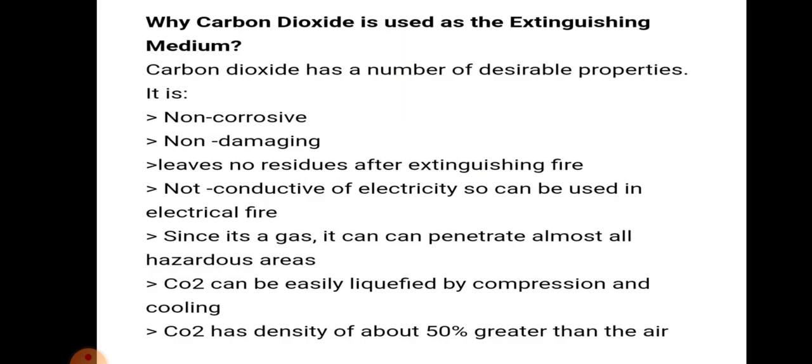Why is carbon dioxide used as an extinguishing medium? Carbon dioxide has a number of desirable properties. It is non-corrosive, non-damaging, leaves no residues after extinguishing fire, and is not conductive of electricity, so it can be used in electrical fires. Since it is a gas, it can penetrate almost all hazardous areas. CO2 can be easily liquefied by compression and cooling. CO2 has a density about 50% greater than air.